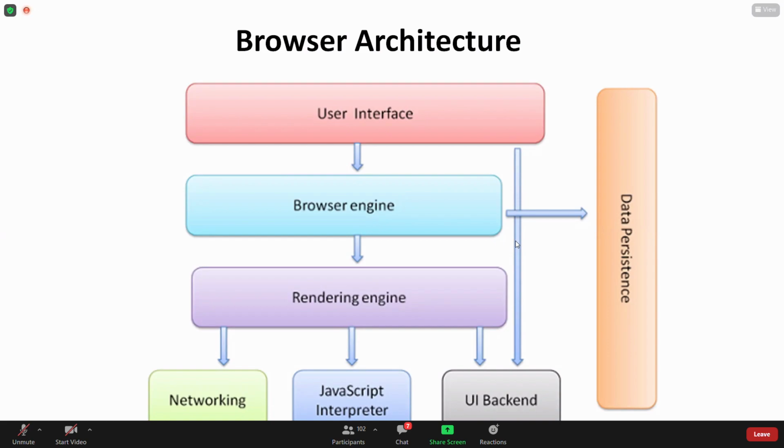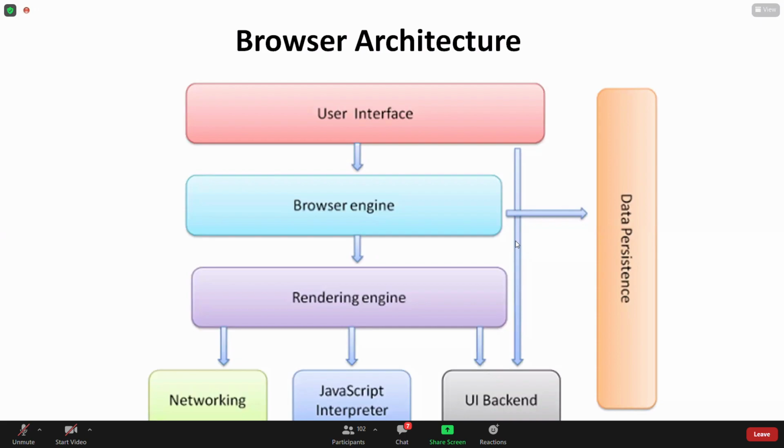Later, you will learn about JavaScript interpreters and all, not required now. As of now, user interface means UI. How that UI comes is with the help of two engines, the browser engine and the rendering engine. The browser engine is responsible for converting everything into DOM, and the rendering engine is responsible for painting the DOM.